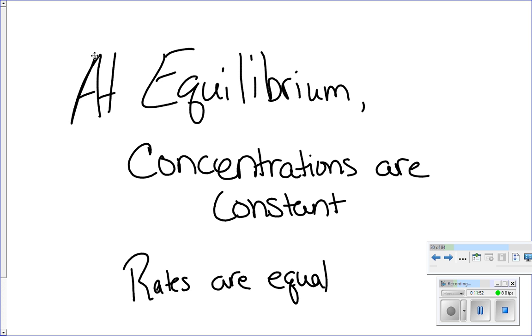So in any system that is at equilibrium, two processes that are occurring that oppose one another are occurring at equal rates. The concentrations of any of your reactants and products are going to remain constant. The reactions still continue, but because they're continuing at equal rates, the concentration of each species remains constant. The concentrations will not necessarily be equal to each other.